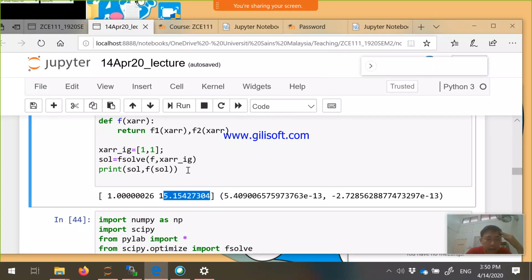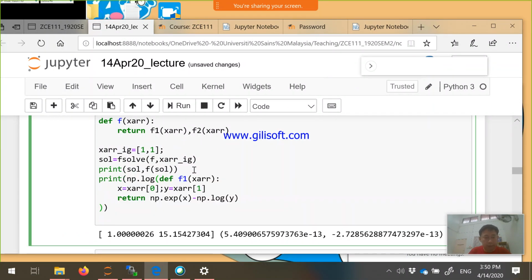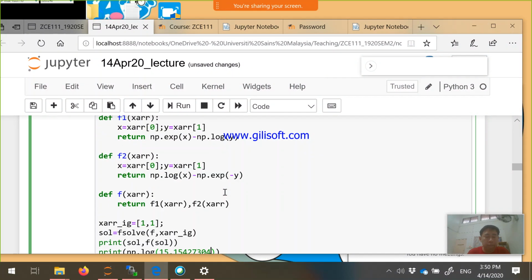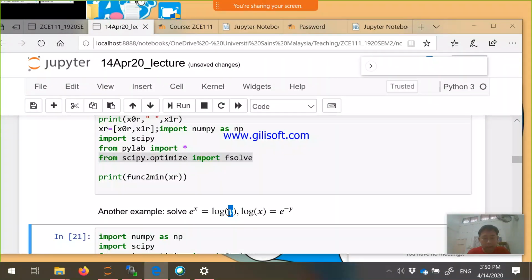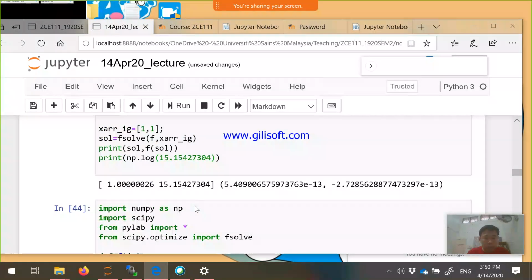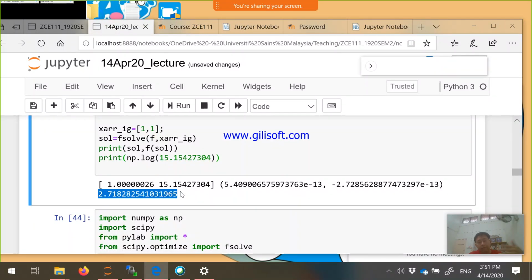Okay, so let's just try again. Let's print out the np.log of this number. Sorry, log of 15.15. So I'm trying to print out the numerical value of the log of the solution, this one, and I expect to see a number which is e power 1. So yeah, e power 1 is just the natural number. So we have checked, right?